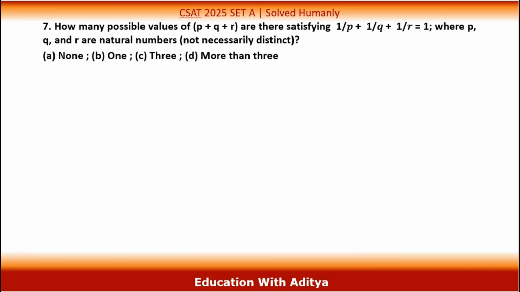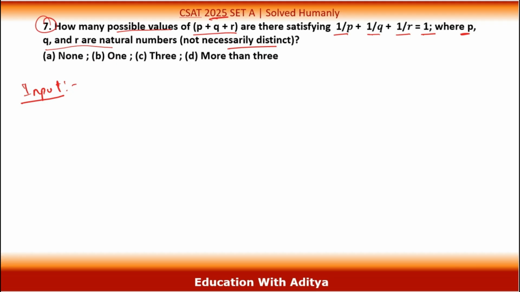Let's see question number 7 in set A, CSAT 2025. What the question says is: how many possible values of P plus Q plus R are satisfying 1 by P plus 1 by Q plus 1 by R equals 1, where P, Q and R are natural numbers, not necessarily distinct. So again, first of all, we will look at the input.